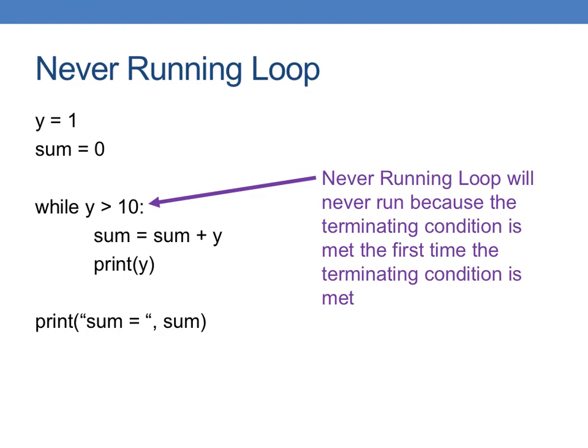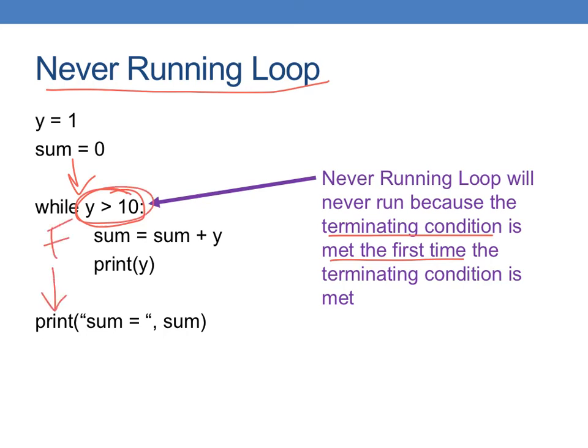And these loops are appropriately named a never-running loop, and it will never run because that terminating condition right here, this Boolean statement, is met the first time that the program is run. So it runs through, it evaluates that Boolean condition, it's false, and it pops out. So just be on the lookout for that. If you have a loop that's never running, this might be the case. Make sure that this condition is true at some point so that loop can actually run.